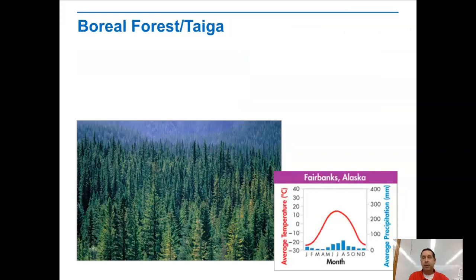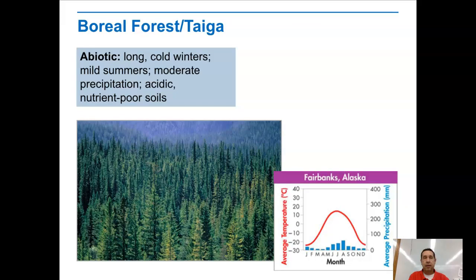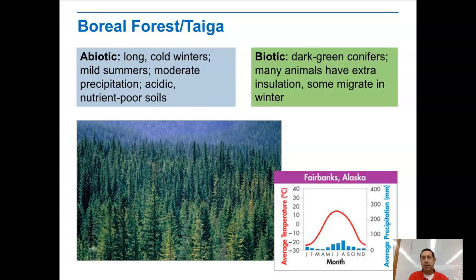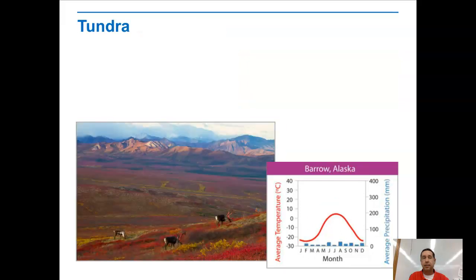The boreal forest or the taiga. Long, cold winters, mild summers, moderate precipitation. Again, acidic, nutrient-poor soil. Again, you can see not a ton of rainfall there. Dark green conifers are common here. Many animals have extra insulation to deal with the cold temperatures in the winter, or some of them will migrate to warmer areas during the winter.